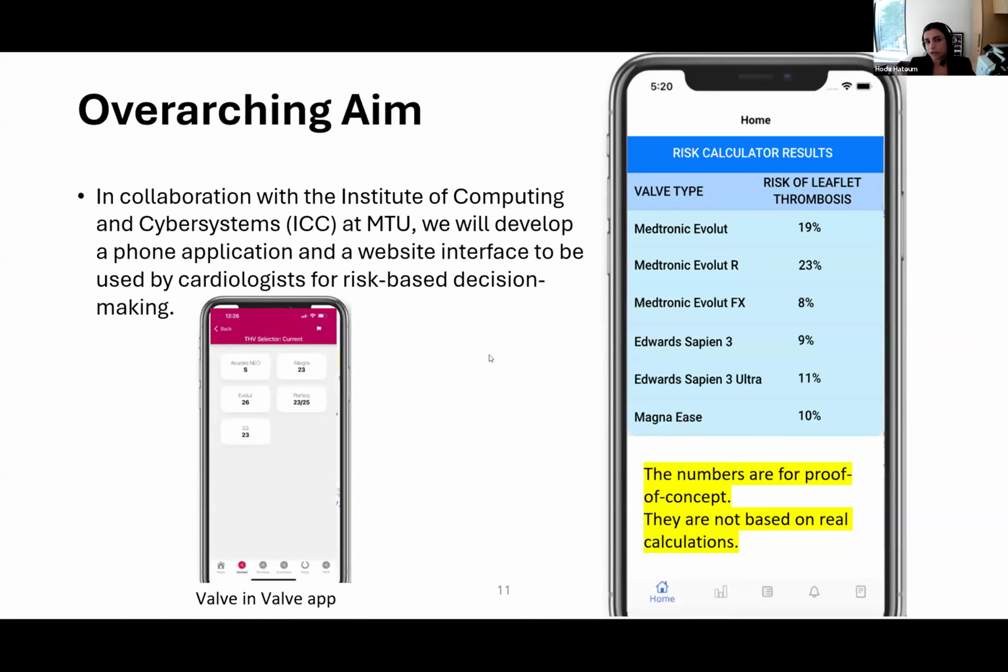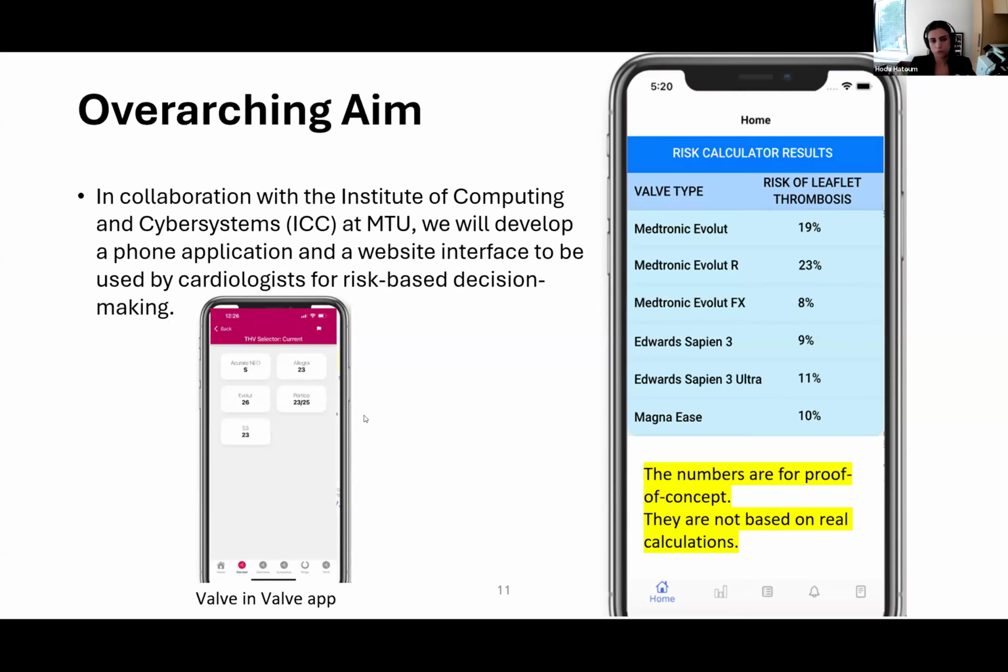And this is the big picture that I wanted to share with you. We really want to have this phone app integrated within the pipeline, and this is how we envision it, similar to the Valve-in-Valve app. For those who are not familiar, but I guess this audience is, if we have a failed degenerated surgical valve and we want to know the suitable size and type of transcatheter valve that can be implanted, we use the Valve-in-Valve app, which gives us the options that we have.